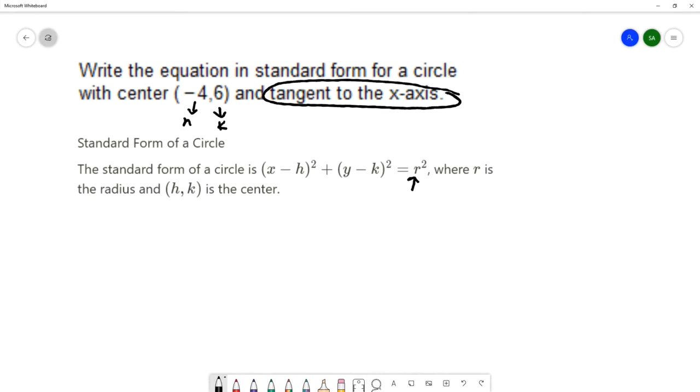So to be tangent to the x-axis, for a circle to be tangent to the x-axis means that when you draw the circle, it will just touch the axis in one place. And I didn't draw my circle very well there, but the circle will just touch the axis like this at a single point. So that means that the circle is tangent to the x-axis.